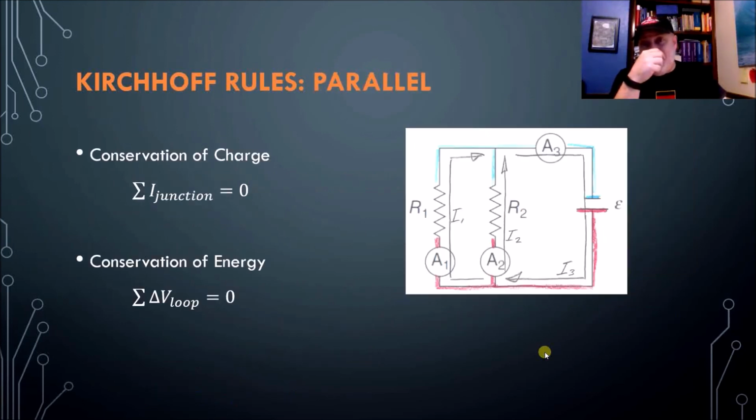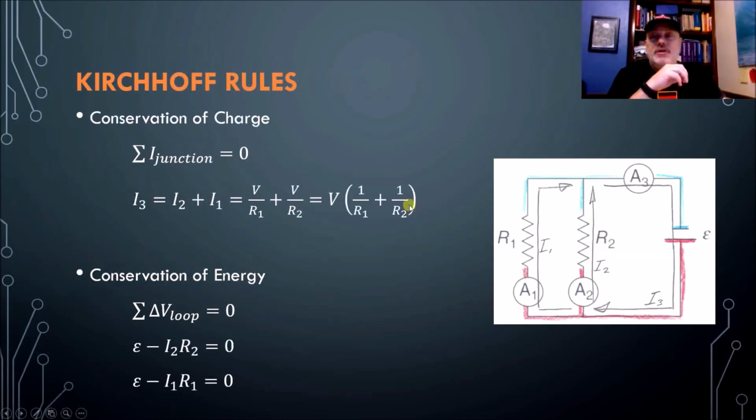All right, so now let's take a look at parallel. Let's apply conservation of charge and conservation of energy to a parallel circuit. So what do we get? The junction rule this time has a little bit more in play. So what we see is that at this junction, I would have a positive I3 and a negative I1 and I2. Or if you rearrange it, I1 and I2 have to equal I3.